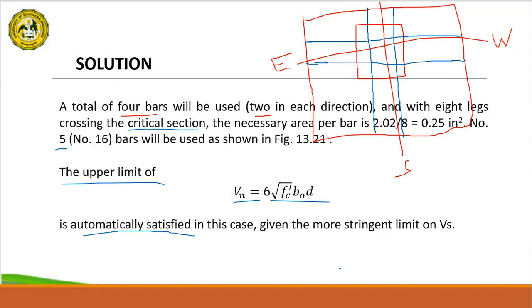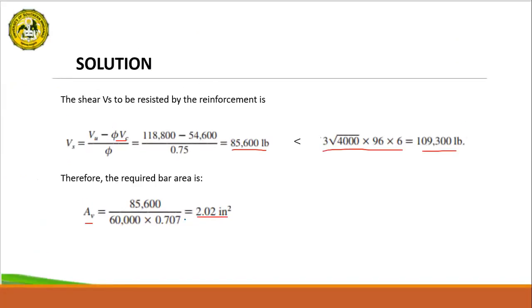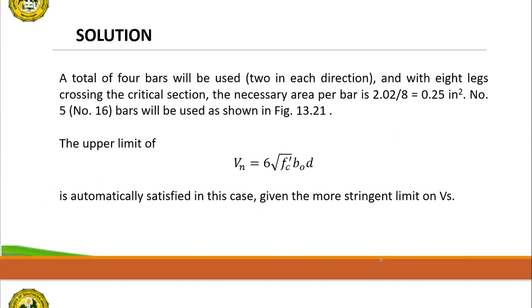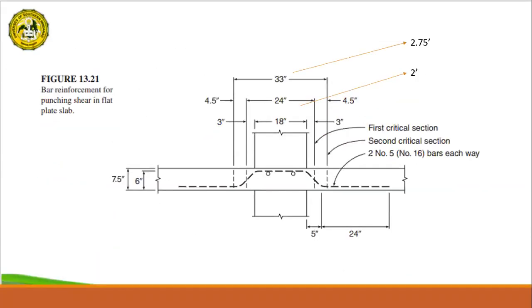Because our Vs earlier is less than the maximum Vs. So this is now our design for the sample problem.